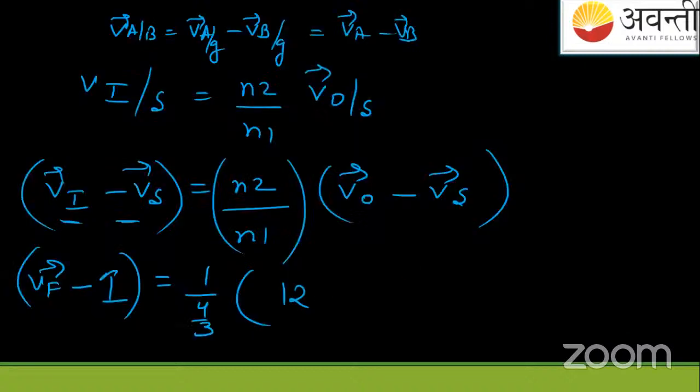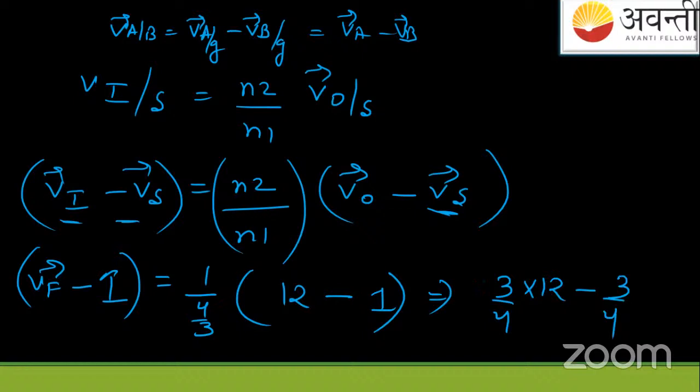This 12 centimeter per second, minus the surface speed, which is 1 only. Solve this and we get the answer. This will become 3/4. 3/4 into 12 minus 3/4. So this will give you the value equals to 3/4 of 11.